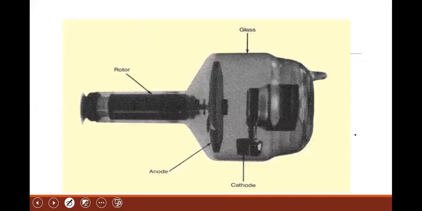This is your actual tube. Here you see the cathode is there. This portion is the cathode, and this portion is the anode. Now electrons are ejected out, and they will hit the target. These are the electrons hitting the target.